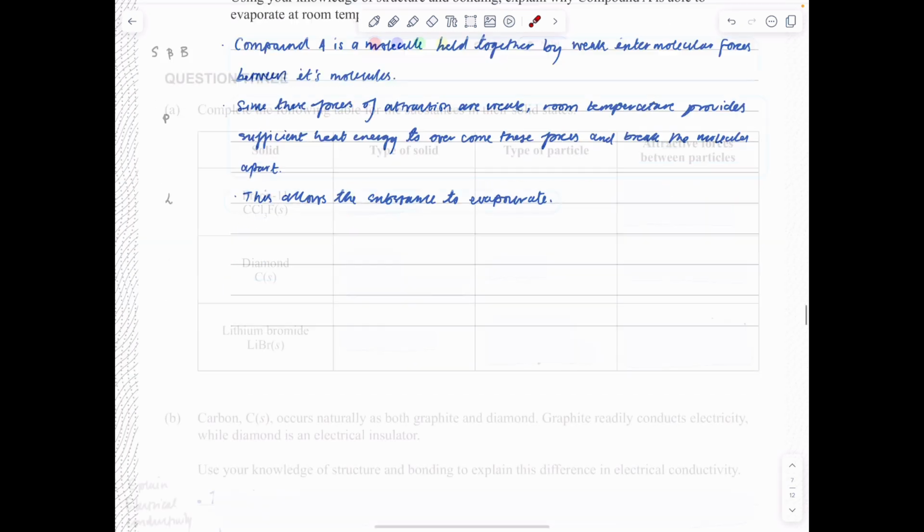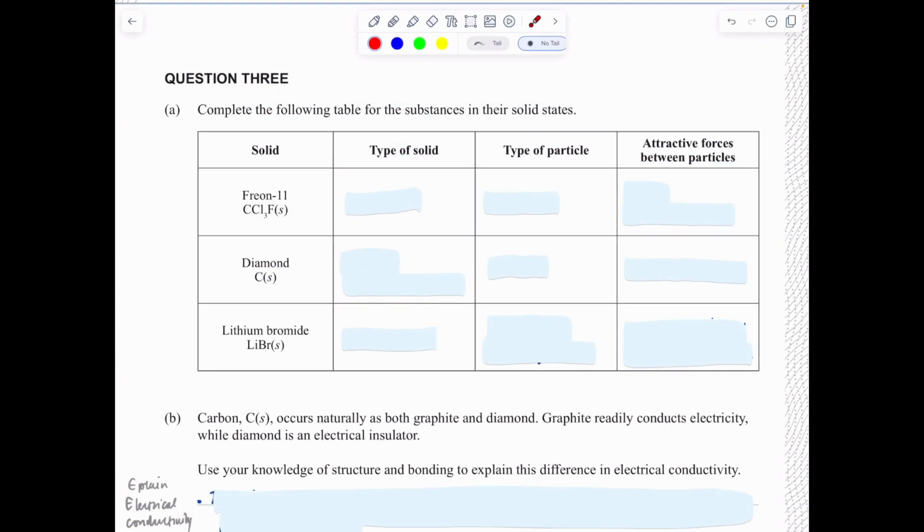Alrighty. We're up to question 3. Let's smash this out. So complete the following table for the substances in their solid state. Freon over here, as you can see, it's made up of non-metals. So the type of solid it's going to be is molecular. The type of particles in molecules are molecules, okay? And the attractive forces between the particles are weak intermolecular forces.